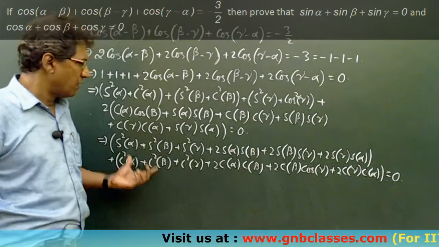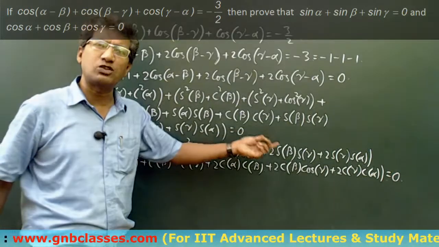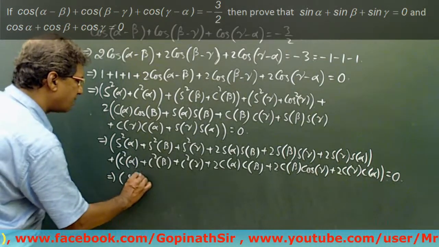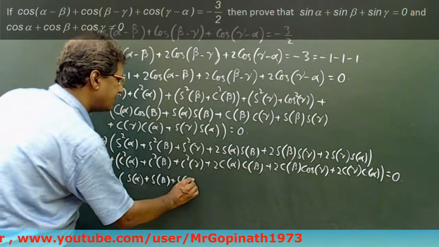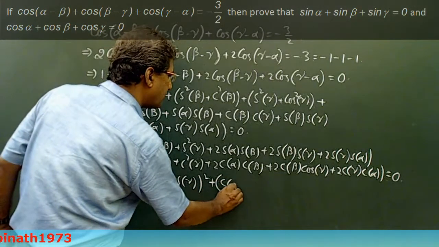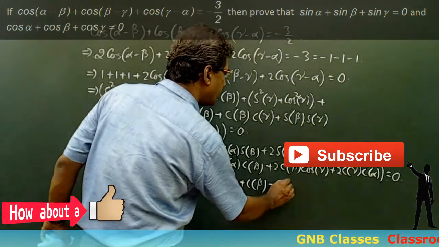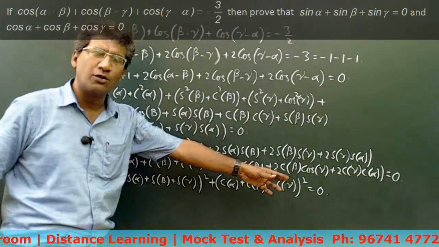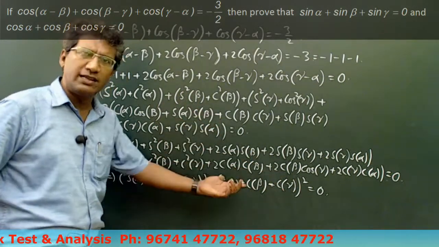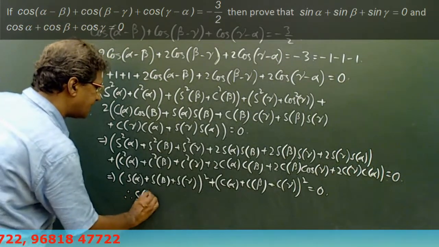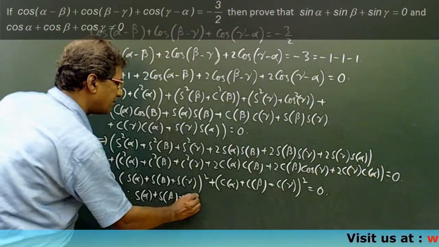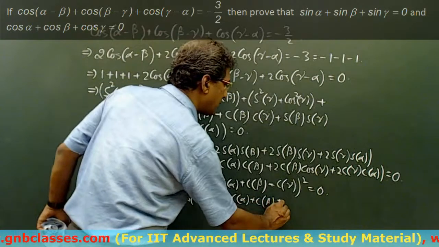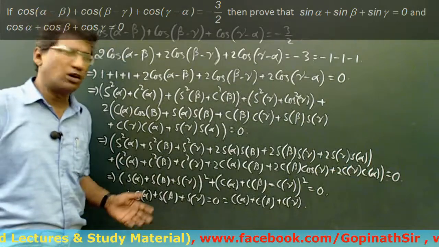Now, for both of these brackets, we are having the formula like a square plus b square plus c square plus 2ab plus 2bc plus 2ca, which is nothing but your a plus b plus c whole square. So for the first bracket it is sine alpha plus sine beta plus sine gamma whole square plus cos alpha plus cos beta plus cos gamma whole square, which is equals to 0, right? Now, since the sum of two square terms is equals to 0, it is possible for real values only when individually they are equals to 0. Therefore, from here we can write sine alpha plus sine beta plus sine gamma equals 0, which equals cos alpha plus cos beta plus cos gamma. Am I correct? And that is what they have said to prove.